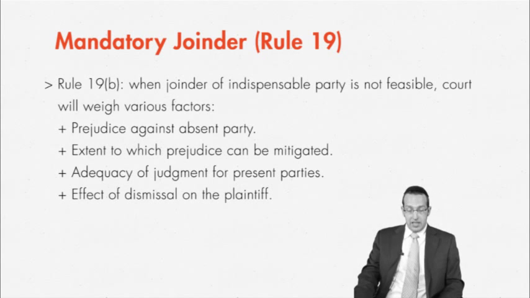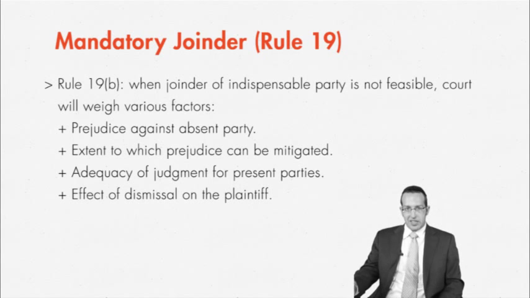Rule 19b says that when joinder of an indispensable party is not feasible, the court will weigh various factors in deciding whether to dismiss the suit or allow it to continue without the indispensable party. Those are the factors that the court will consider to decide whether or not to allow the case to continue. 1, the extent of the potential prejudice against the absent party or any of the present parties. 2, the extent to which the prejudice can be mitigated.